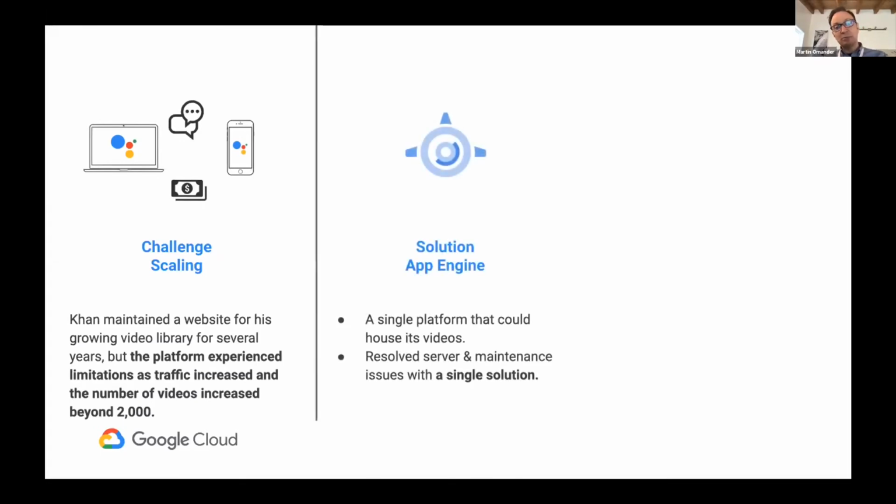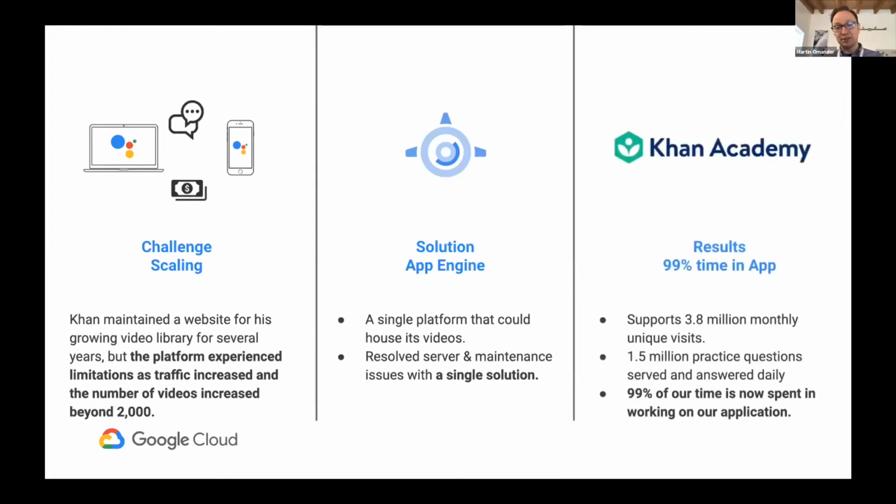So for them, App Engine was the right solution. They wanted a single platform that could house all the videos, and they didn't want to deal with server maintenance. After all, the Khan Academy folks are great at explaining math to kids, and history and English and all kinds of other subjects. Their secret sauce isn't that they're very good at maintaining servers. So they moved to App Engine, and they tell us they've been very happy with their move.